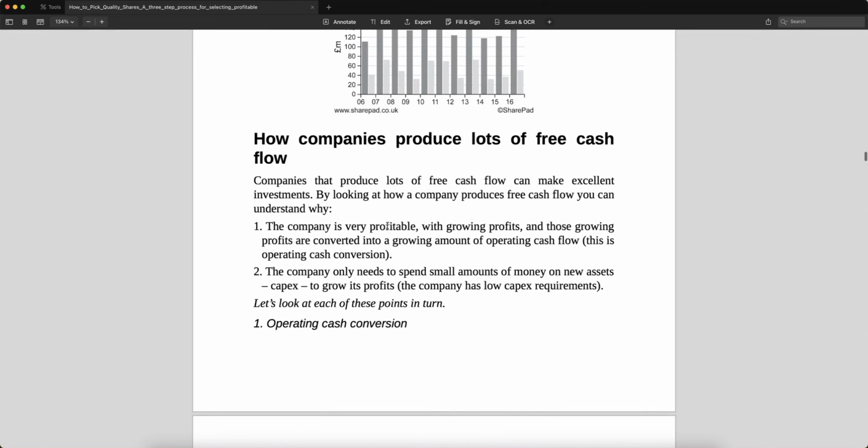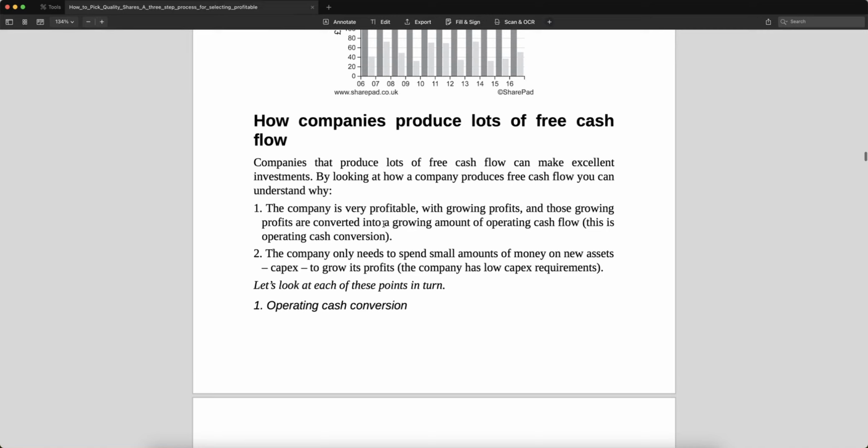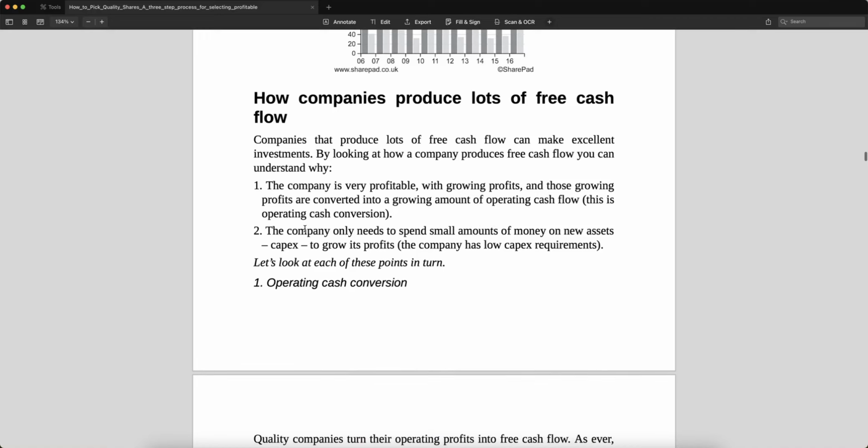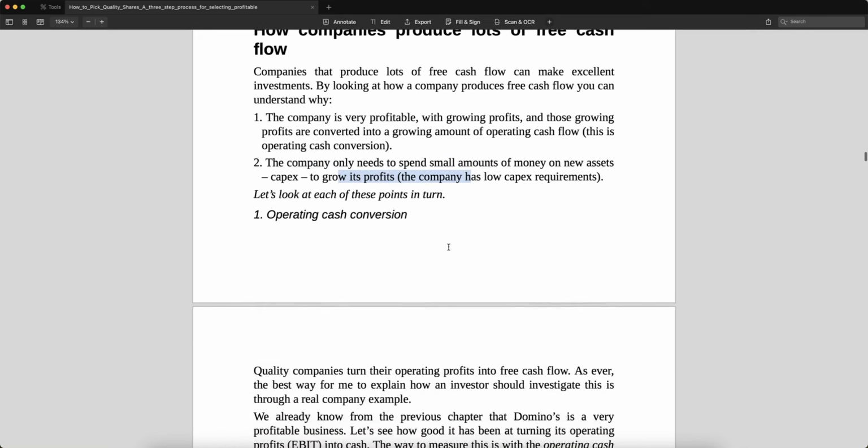So why do companies produce free cash flow? They are very profitable, they are growing very fast, and their profits get converted to cash flows. Why will the profits get converted to cash flows? Because their working capital is working. If their working capital is slow or getting stuck, their profits will not get converted to cash flows. They spend only small amounts of the cash they generate on a few newer assets. That means a lower reinvestment rate, which is a sign of good businesses.